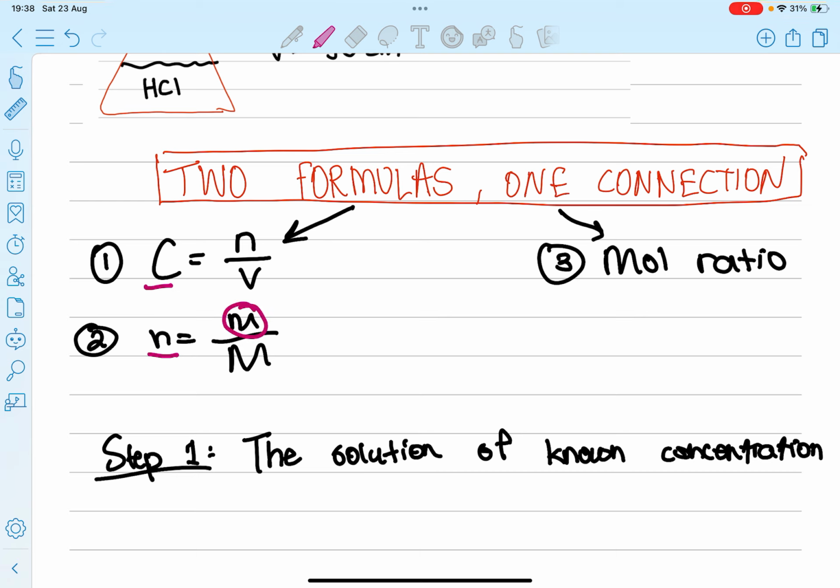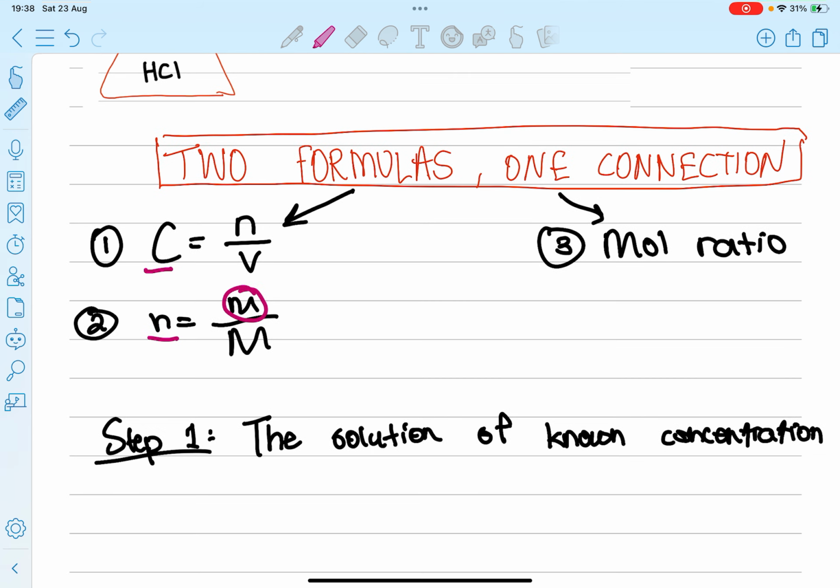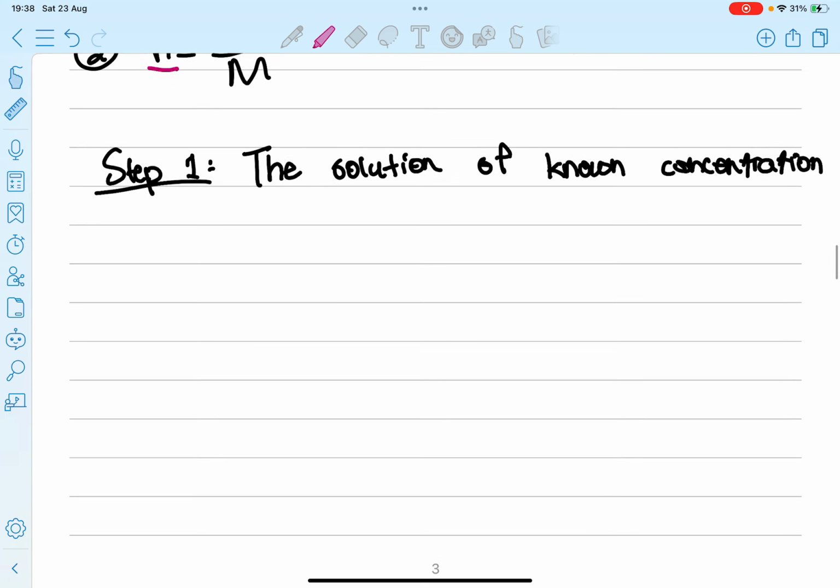Later on, we're still going to look at what if you're not given the concentration, but you're given the mass? Because I know the definition of titration is using the known concentration to find an unknown concentration. But sometimes concentration is not what's given. Sometimes you're given the mass, but we're going to look at that a little bit later. Right now, let's use this phrase, 2 formulas, 1 connection, and the connection being mole ratio. So let's start it off here.